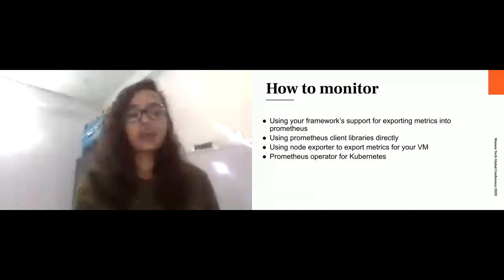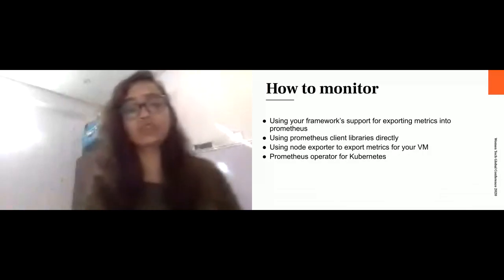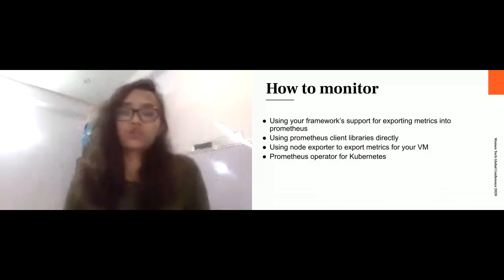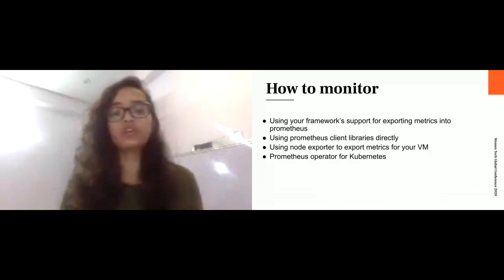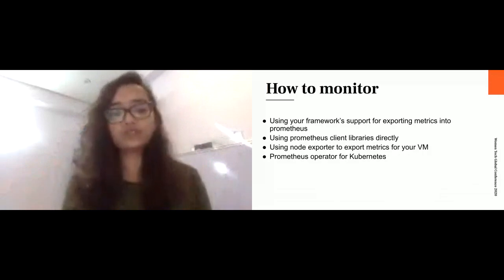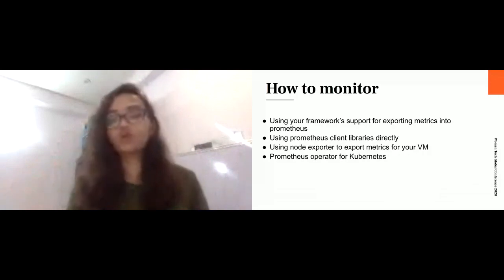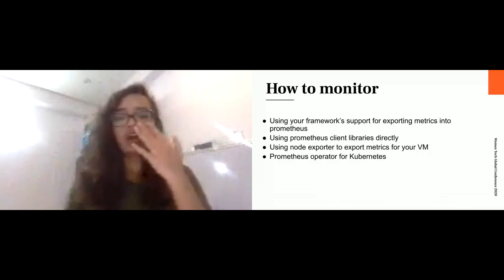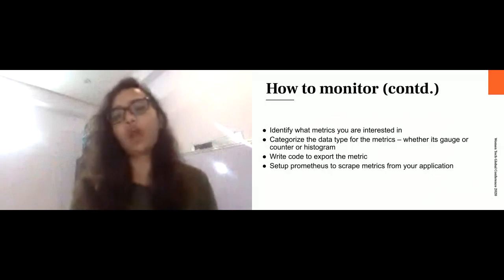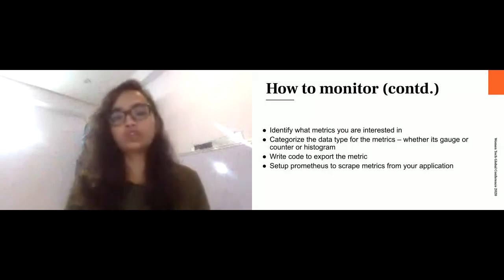And identify what metrics you are interested in. This is quite important and requires a discussion. You need to identify what metrics exactly you want to monitor. If you want to monitor request timings, you need to figure that out. Then you need to categorize the data type for the metrics, whether to use a gauge, counter, or histogram. I feel this is very important. Using a wrong metric type where it shouldn't have been used can cause problems.